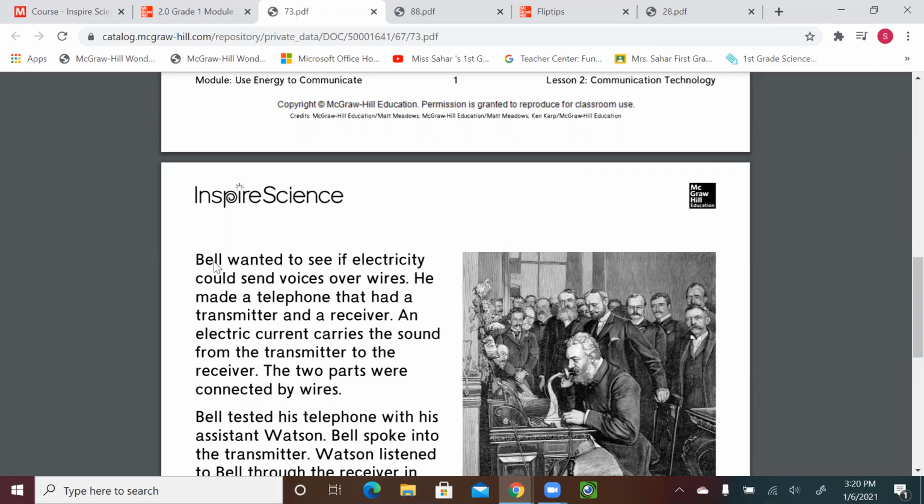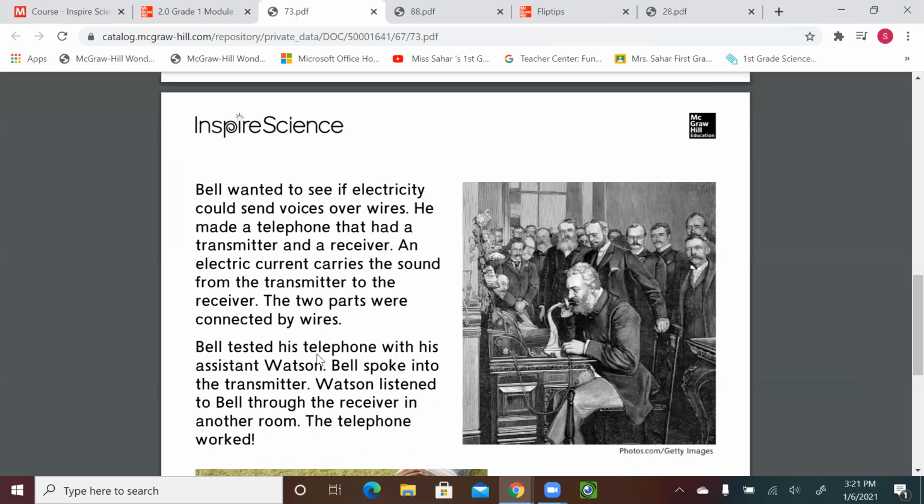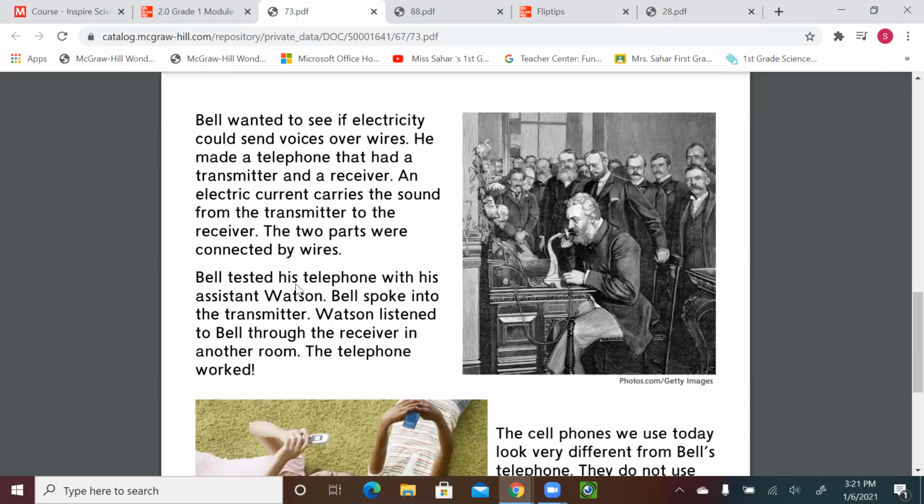So one more time, Bell wanted to see if electricity could send voices over wires, so he made a telephone that had a transmitter and a receiver. An electric current carries the sound from the transmitter to the receiver. The two parts were connected by wires. Bell tested his telephone with his assistant, Watson. Bell spoke into the transmitter. Watson listened to Bell through a receiver in another room.